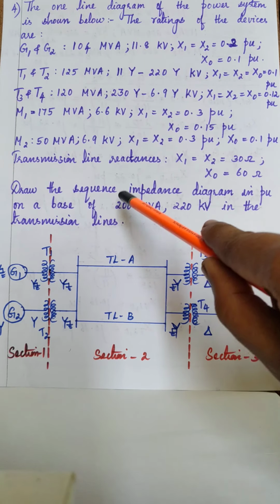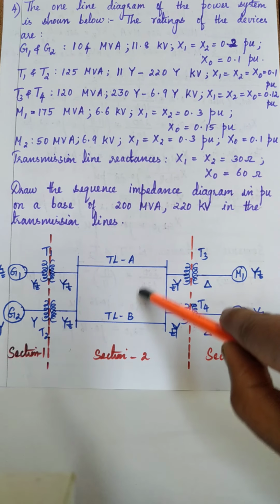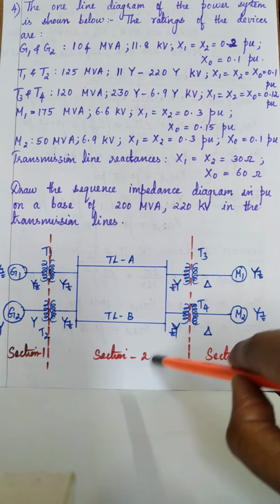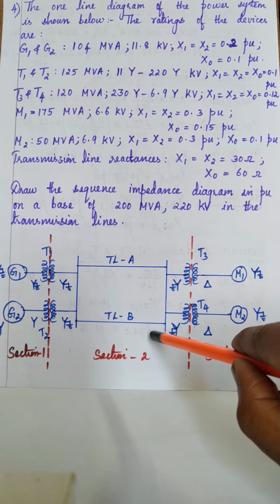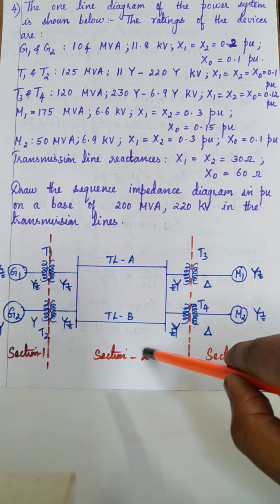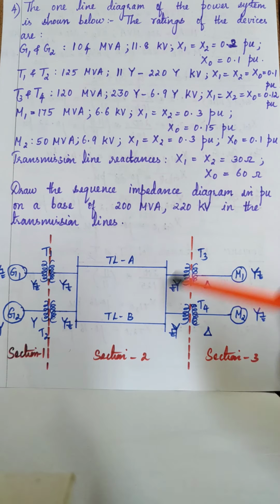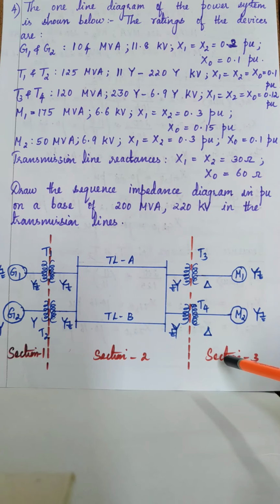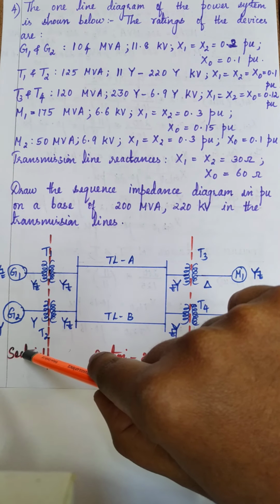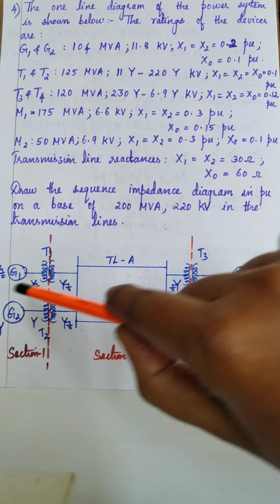And in the question, they have asked to consider the base of 200 MVA, 220 kV in the transmission line section. So we are taking section 2. To start with, we are taking section 2. So what is the base value in section 2? MVAB is 200, KVB is 220. Now with respect to section 2, we have to find the new KVB values in section 1 and section 3. In section 1, MVAB is equal to the same 200 MVA.